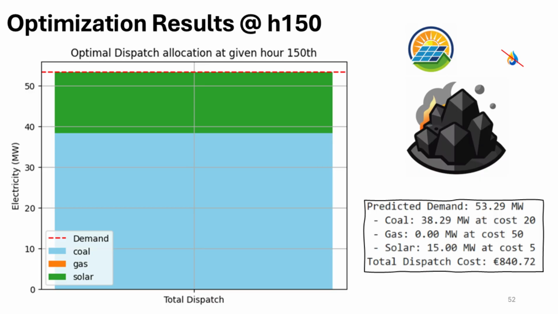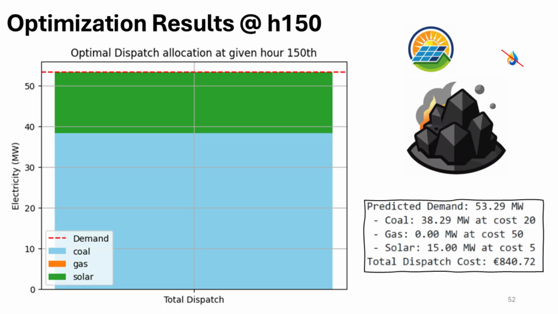Gas, orange, dispatched at 0.00 megawatts. Because the combined capacity of solar and coal was sufficient to meet the demand, the optimizer correctly chose to keep our most expensive peaker plant, at €50 per megawatt hour, turned off entirely. The final economic outcome is a total dispatch cost of €840.72 for this specific hour.